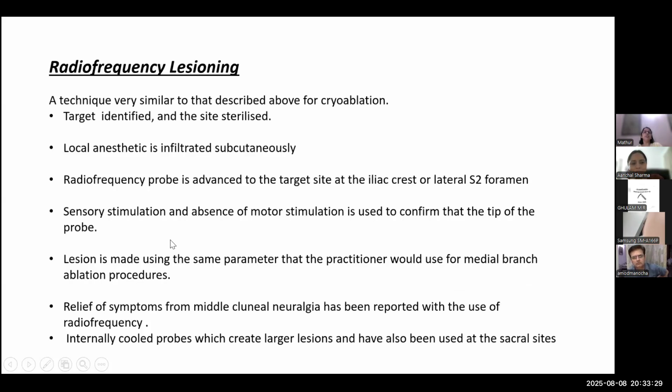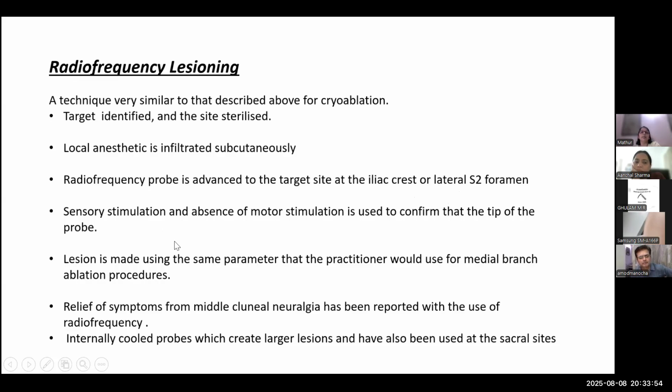So radiofrequency lesioning, this is a technique again very similar to how we are doing the cryo lesioning. The target identified, local anesthetic is given, radiofrequency probe is advanced, and you check for up to the target site, which could mean either the iliac crest or the lateral S2 foramina, depending whether we are doing a superior cluneal nerve ablation or middle cluneal nerve ablation.